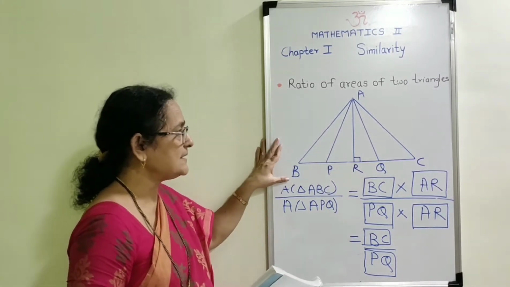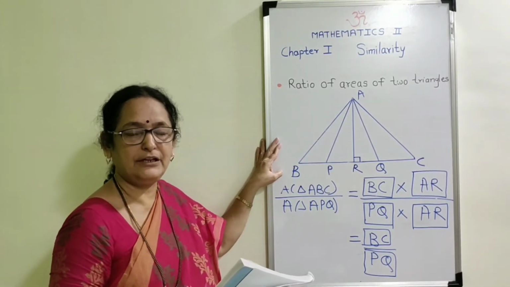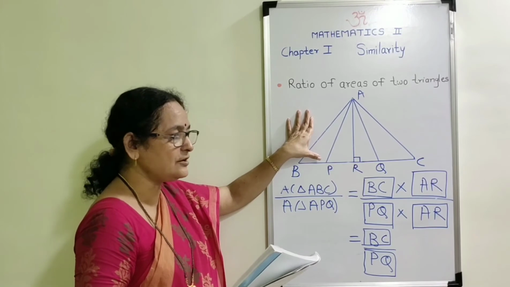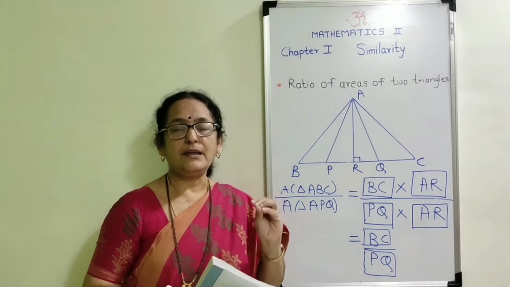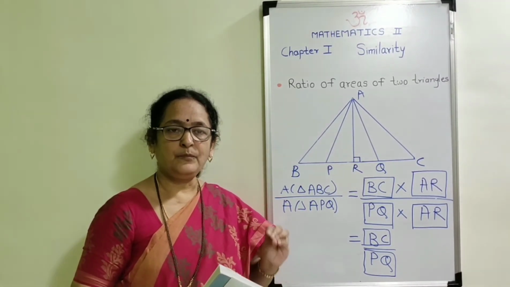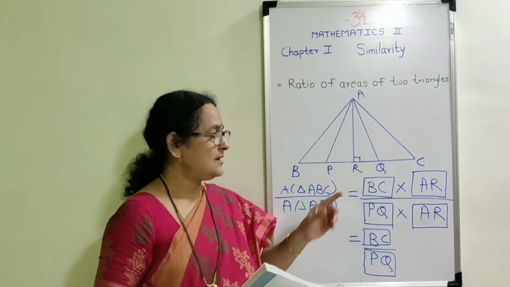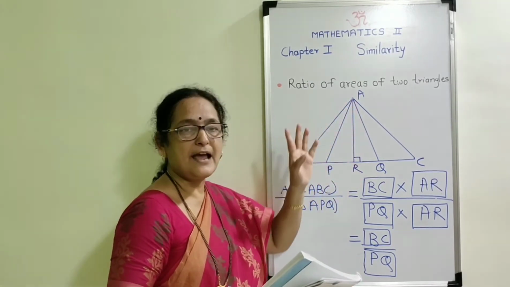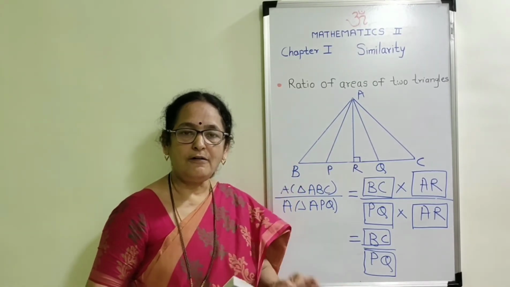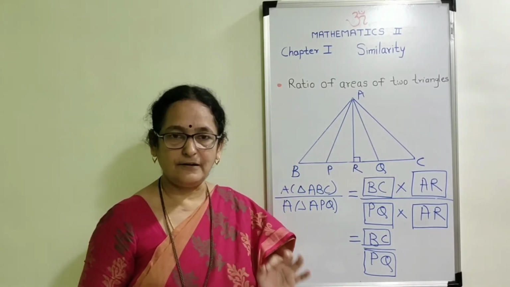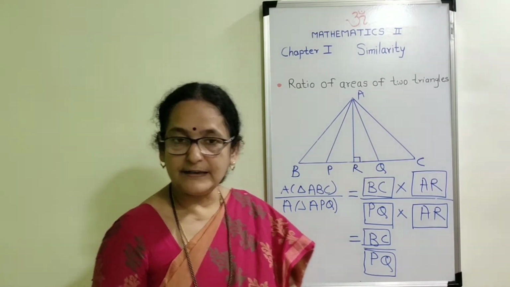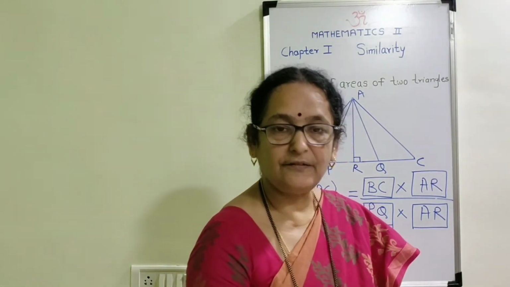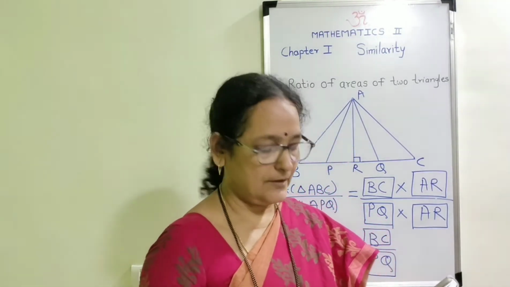This is given as a simple example activity in our textbook, but this figure is very important in the study of similarity. Please remember this figure. When the bases are collinear and the triangles are having a common vertex, all triangles are of equal heights. Now let us complete the second activity given in figure 1.7.